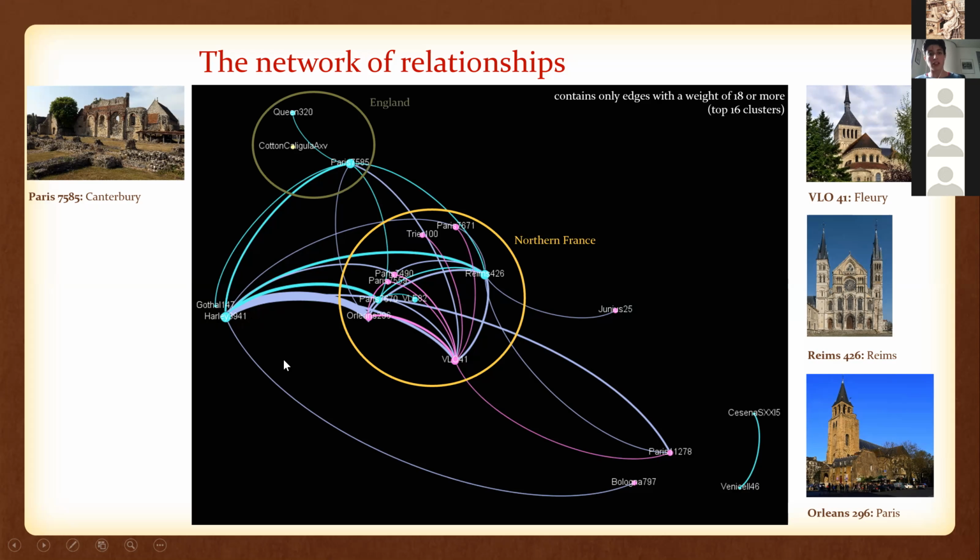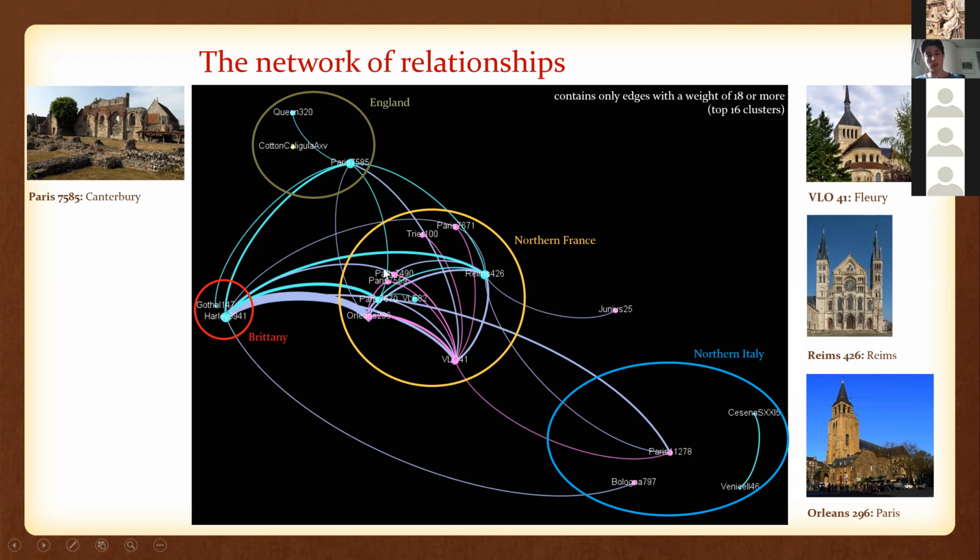Up here we see England, in the manuscript Paris 7585, which was produced and annotated in Canterbury. This is Brittany, and this is Northern Italy. Probably in the case of these manuscripts we cannot be sure. These are definitely Northern Italian. So you already see some very interesting things here.